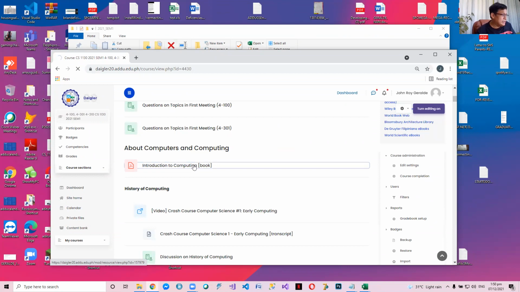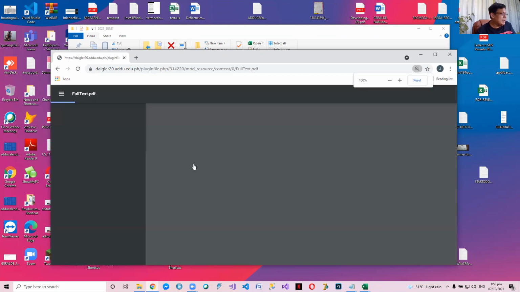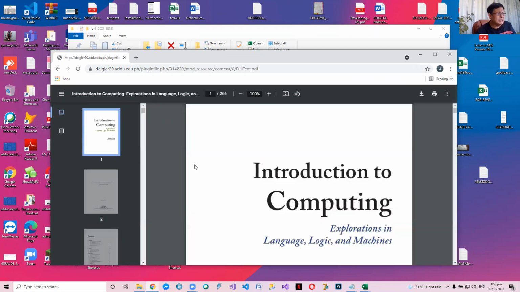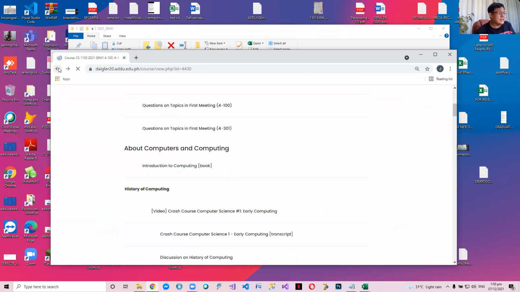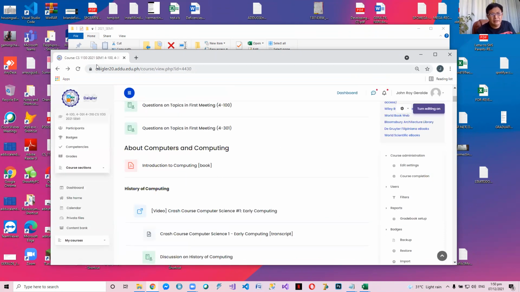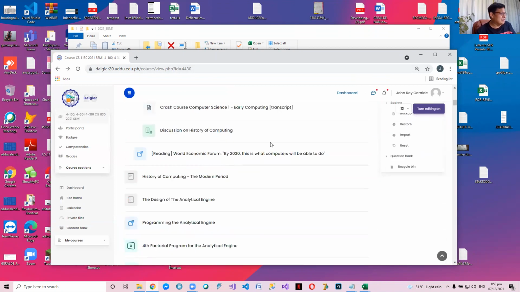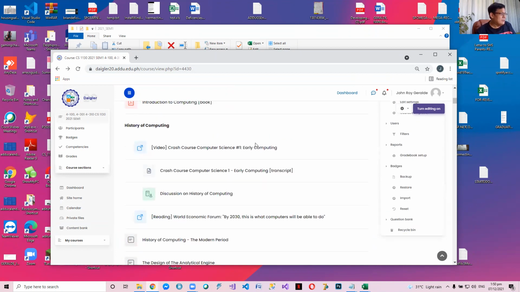Our suggested book is this, but as of the moment, it may not be followed anymore because I'm using different sources from the net. What we will follow strictly in our syllabus is the outline presented in Dagler. Do you follow? So ito ang isusundin natin. The outline presented in Dagler. Okay, any questions?